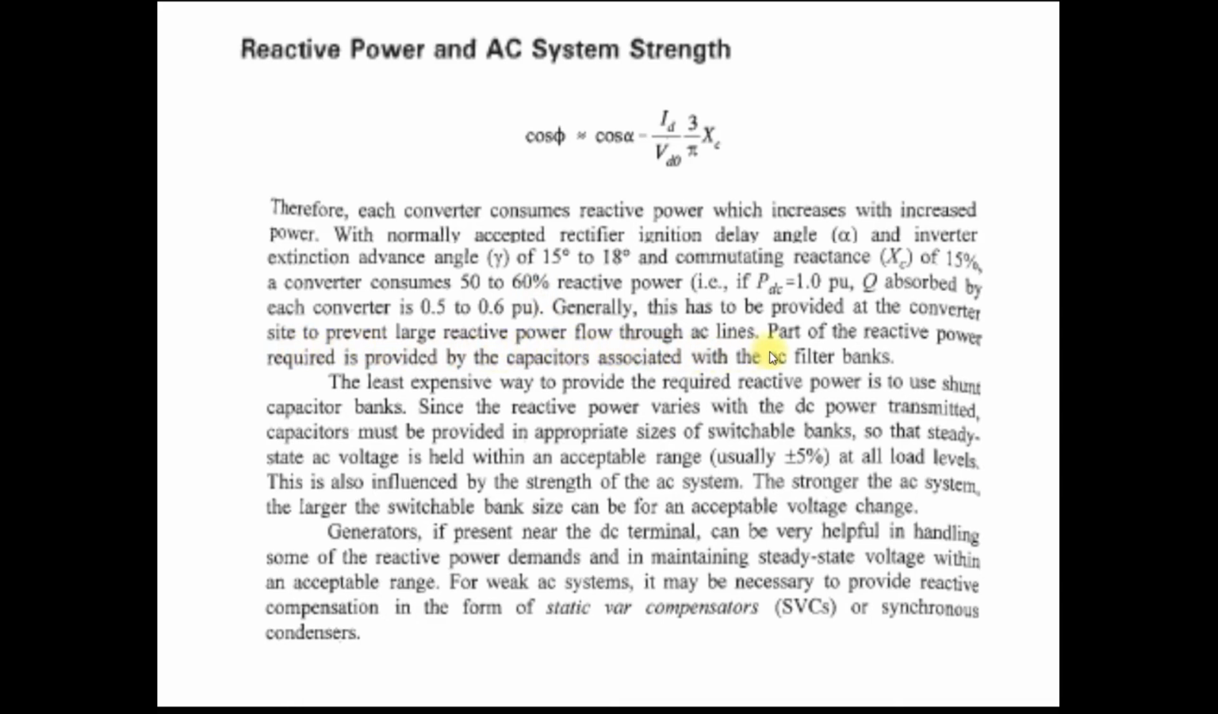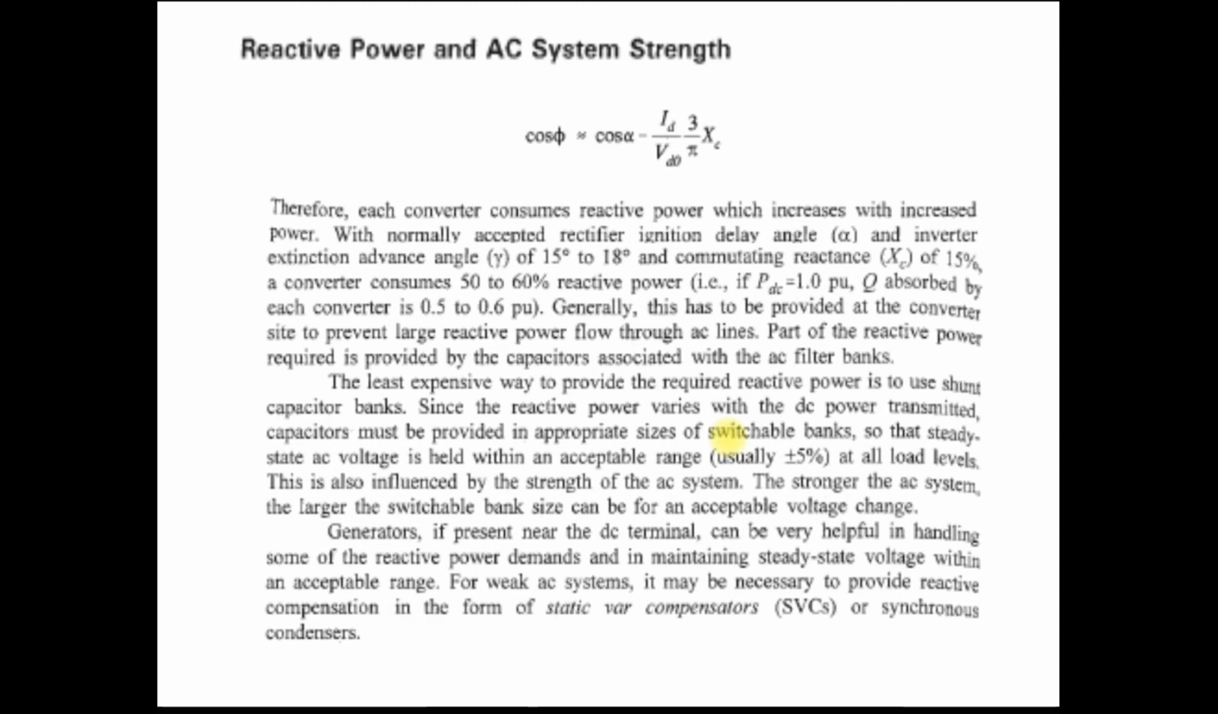Generally this reactive power is provided on the converter side to prevent large reactive power flow through the AC lines. Out of this 50 to 60% of reactive power, part is provided by the capacitors associated with the AC filter banks. The least expensive way to provide the required reactive power is to use shunt capacitor banks. Since the reactive power varies with the DC power transmitted, the capacitors must be provided in appropriately sized switchable banks. Here you do not provide a fixed capacitor because the reactive power requirement varies.